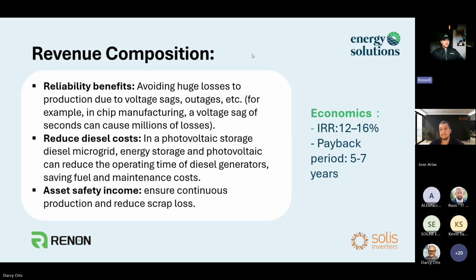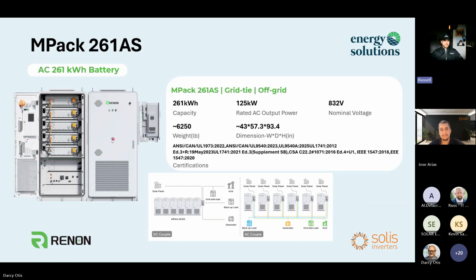But what makes all this possible is the actual energy storage equipment. So I want to quickly talk about one of our products that we actually are launching in combination with Solis, and this is going to be our MPAC 261AS. So it's a 261 kilowatt hour energy storage system, and it's paired with a Solis 125 inverter, hybrid inverter. I'm very excited to announce this partnership.